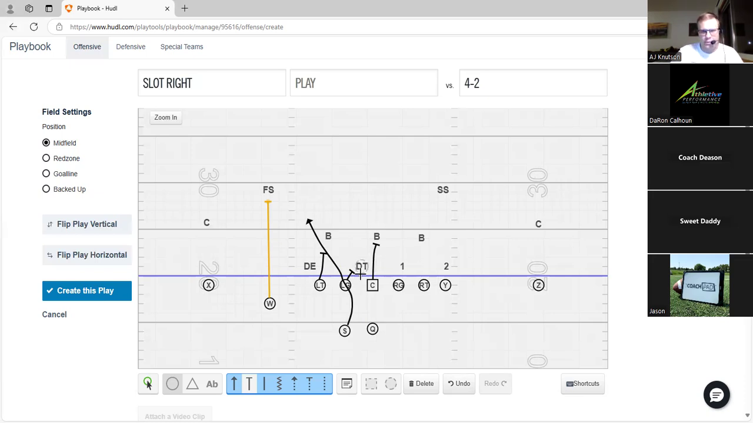And we have no midline and no inside veer to this side because if they're in the A gap, then we automatically audible to outside veer. So we have the if and thens pre-snap, which is another thing I was going to bring up.